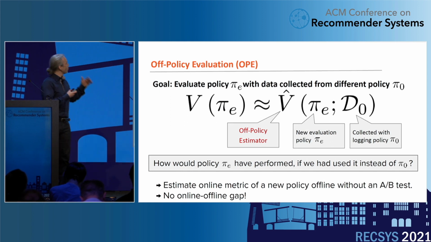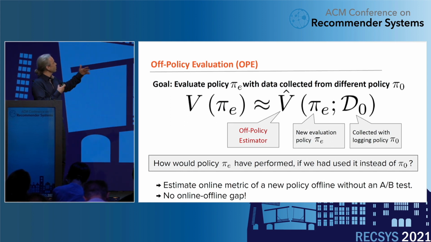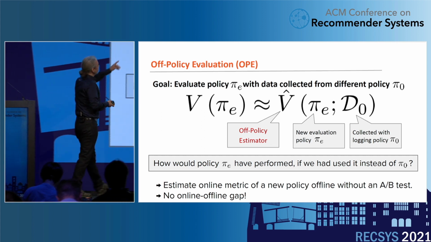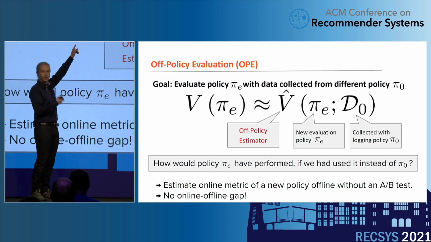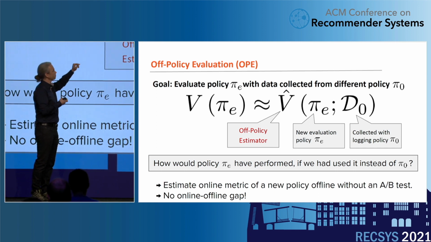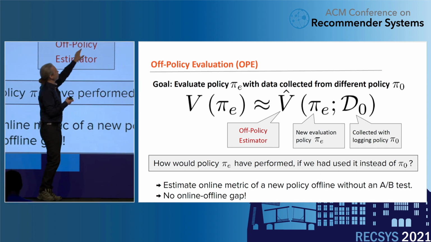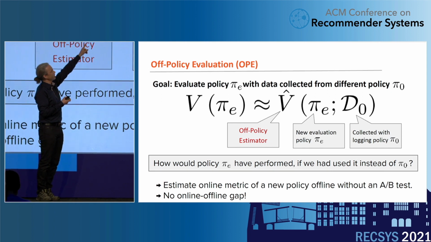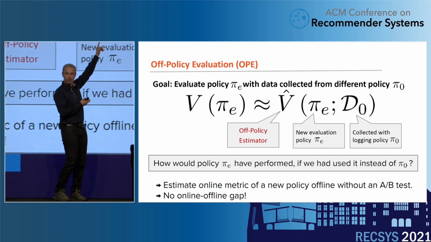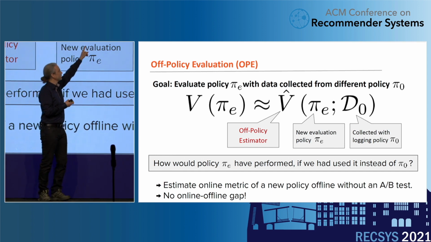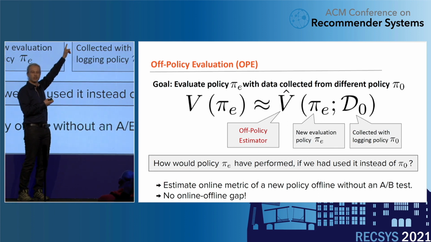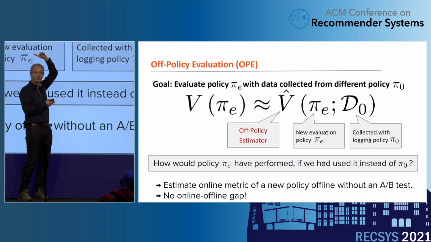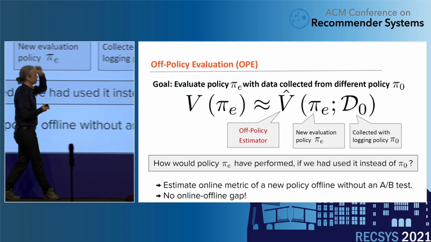So what we need is what's called an off-policy estimator. We want to evaluate the value of policy pi e. That's our evaluation policy. We don't know how good it is. And what we want is an off-policy estimator v hat that takes in that new policy that we've never fielded, and data from this other policy, pi null, and spits out the correct value of that new policy pi e.